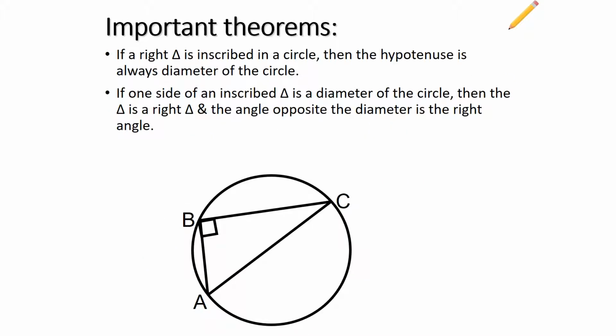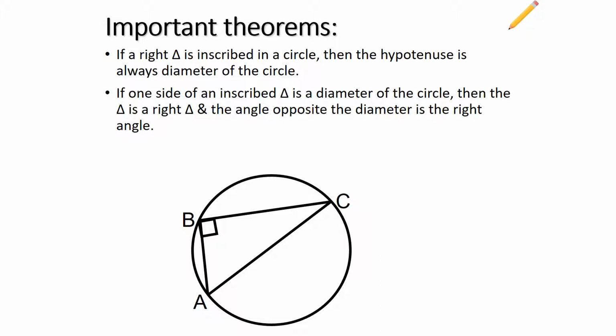All right, some more important theorems. So if a right triangle is inscribed in a circle, then the hypotenuse is always the diameter of the circle. If one side of an inscribed triangle is the diameter of the circle, then the triangle is a right triangle and the angle opposite the diameter is the right angle.